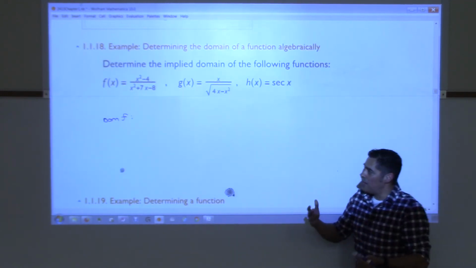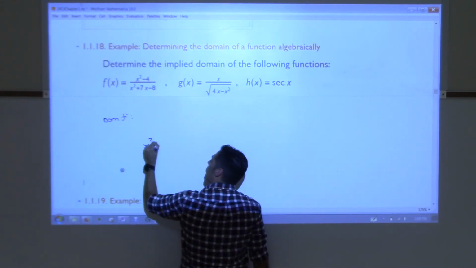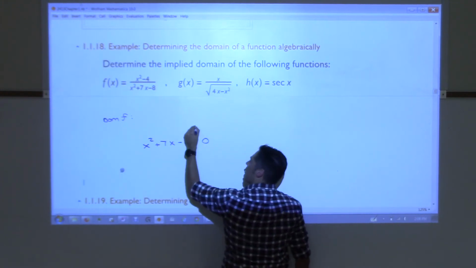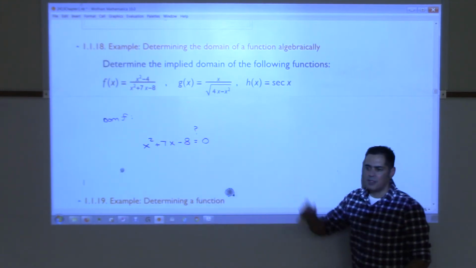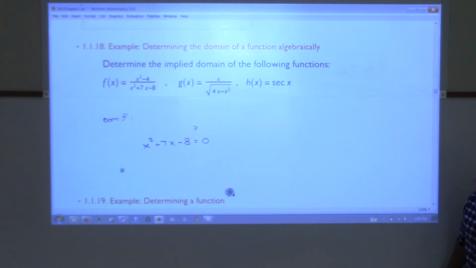So we ask ourselves that question. Now, I'm not going to put the answer yet. I'm going to do some work. I'm asking myself, when is this denominator equal to 0? Because if that's ever 0, I've got a problem, don't I? So what do we do to solve that equation?